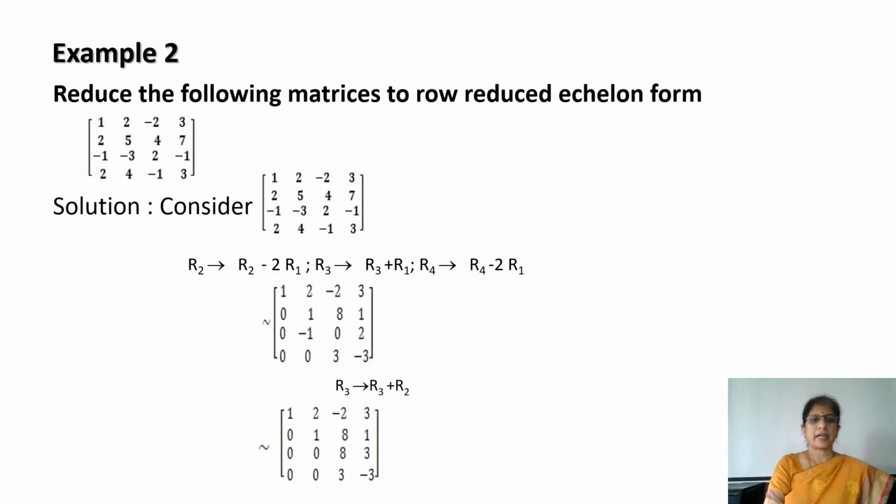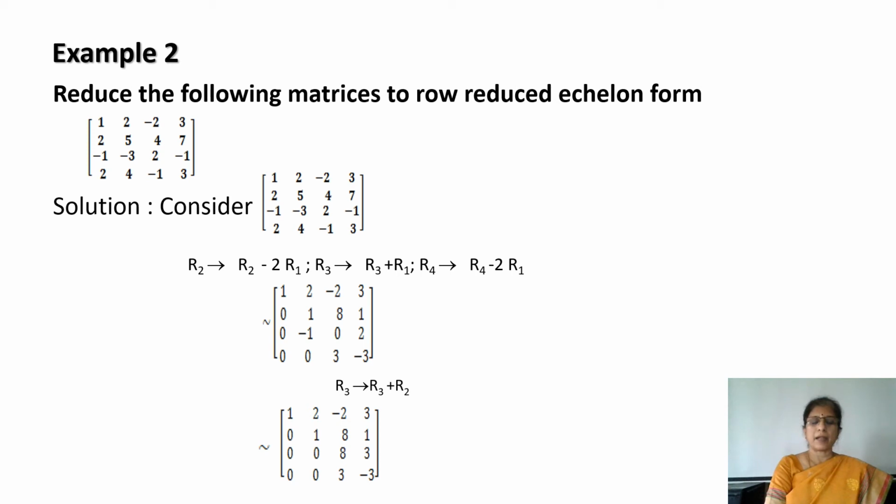Let us discuss one more example. Reduce the following matrix to the row reduced echelon form. The matrix is of order 4 cross 4 and it contains the elements 1, 2, minus 2, 3, 2, 5, 4, 7, minus 1, minus 3, 2, minus 1, 2, 4, minus 1, 3. In this matrix, the leading entry of the first row is 1. Therefore, there is no need of changing the first row elements. Below this 1, we can see 2 in the second row, minus 1 in the third row and 2 in the fourth row. So now our aim is to make these three values below 1 to 0.